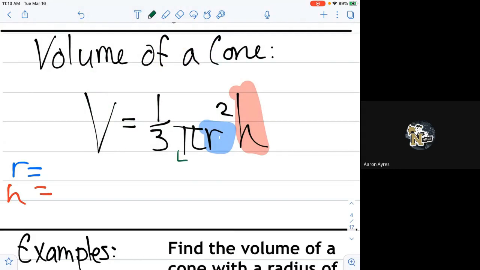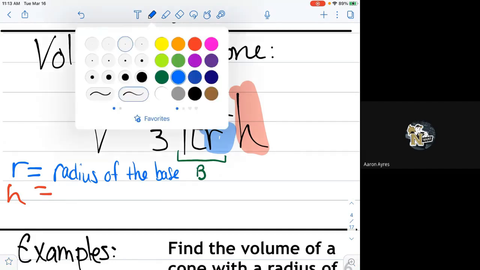Okay? Remember this part right here? That's your capital B. So it's still following that same pyramid formula that we have, okay? Everybody good with that? What's the r stand for? Radius of the base, right? And the height would be h, correct?